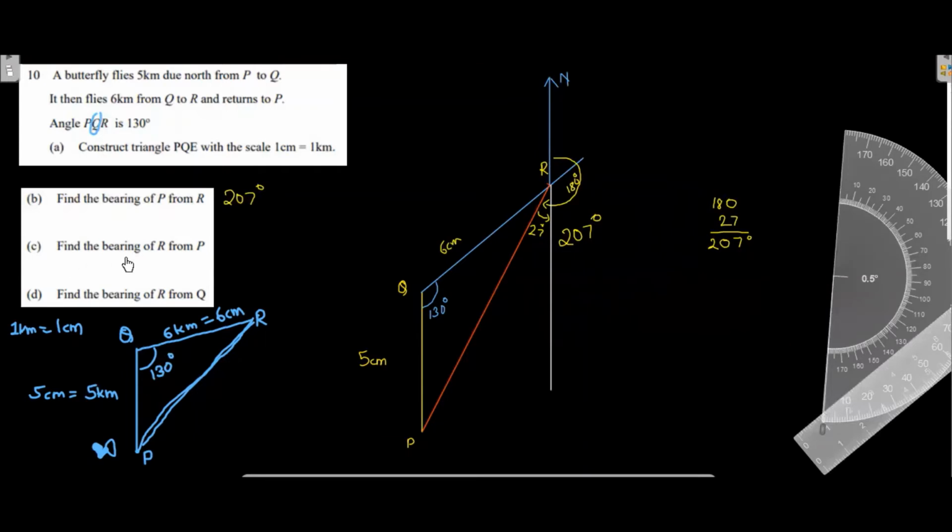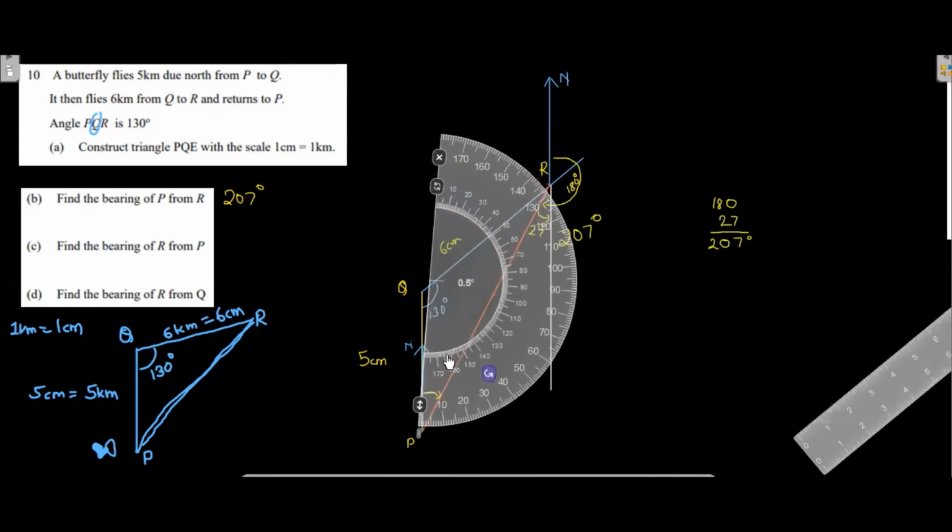Question C, find the bearing of R from P. When it says from P, that means I have to draw the north line on letter P. On P there is already a north line, but still to show you, I will draw it with the blue color line. This is the north line. From the north line, we should go to the right side in a clockwise direction till we get the line R, which is this red color line. So we have to find this angle. Keep the protractor here and find the angle.